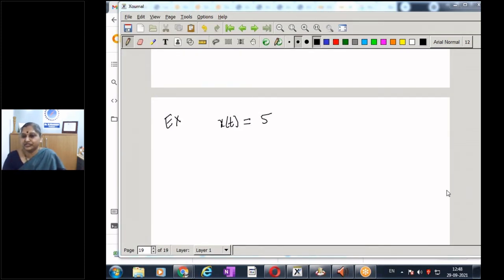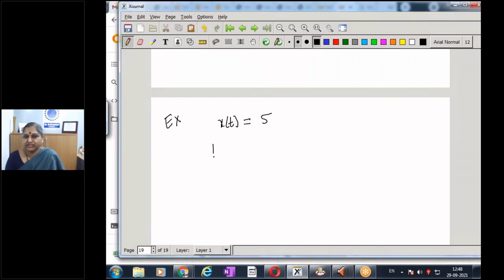If the signal is constant, what do you think will be the Fourier transform? What frequencies are present in a DC signal? I'll make the question clearer. What frequencies are present in a DC signal? Very good, 0. So now if I plot my signal in the time domain, this is constant, magnitude is 5. And in the frequency domain, very good, an impulse at 0.